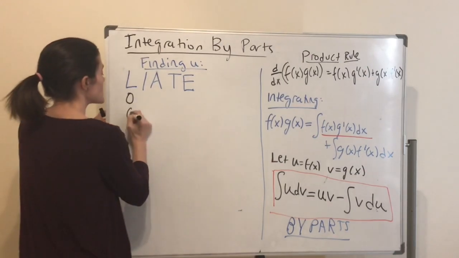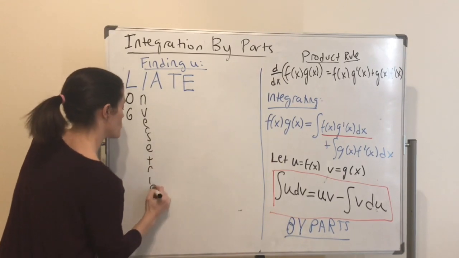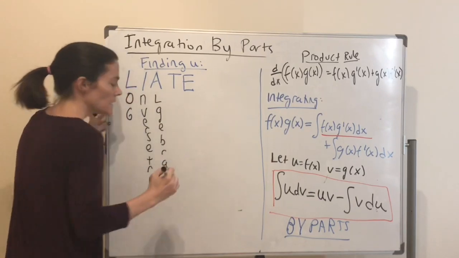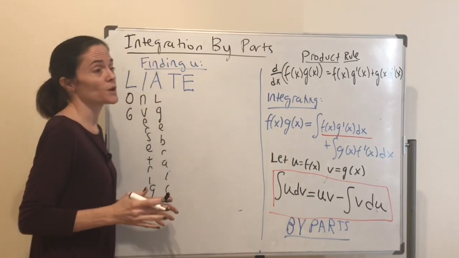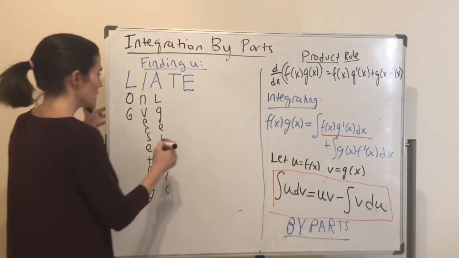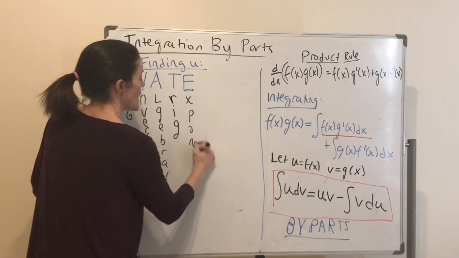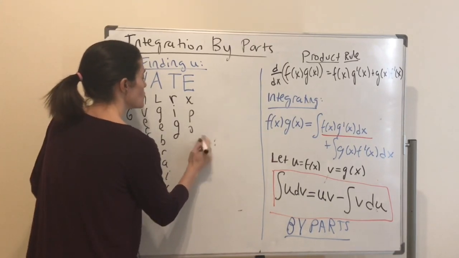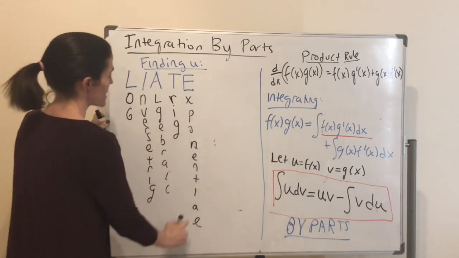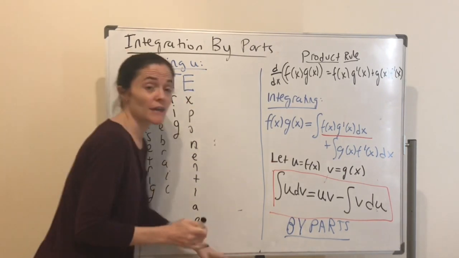This stands for logs. This stands for inverse trig. This stands for algebraic. Algebraic is something like a polynomial, or you could have the square root of a polynomial, that kind of thing. Then you have trig, and then you have exponential. This is the order in which you go. I could write trigonometric, but in any case, it's fine. So you go in this order looking for u.